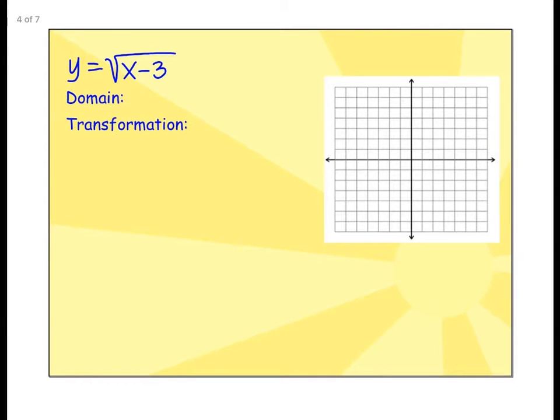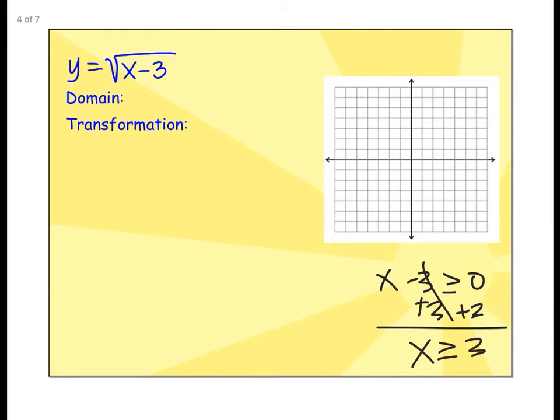Alright, on to our next one, square root of x minus 3, and that whole thing, the x minus 3, is under the square root. So this is one of those times where I might want to take what's under the square root, set it greater than or equal to 0, and actually solve for x. That's how I can find my domain now, so x is greater than or equal to 3.